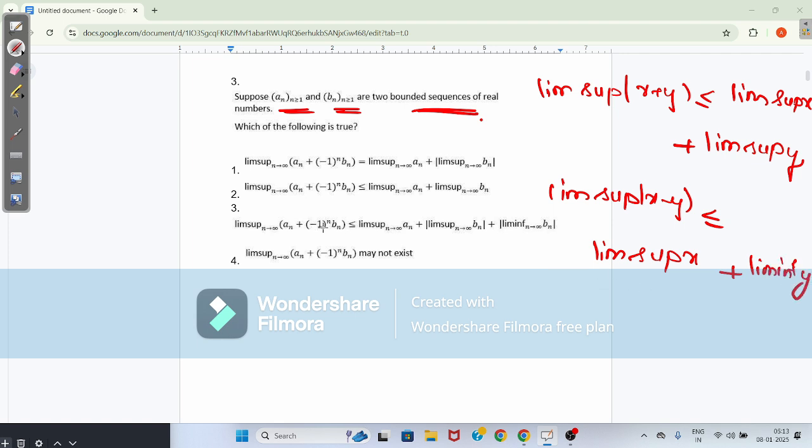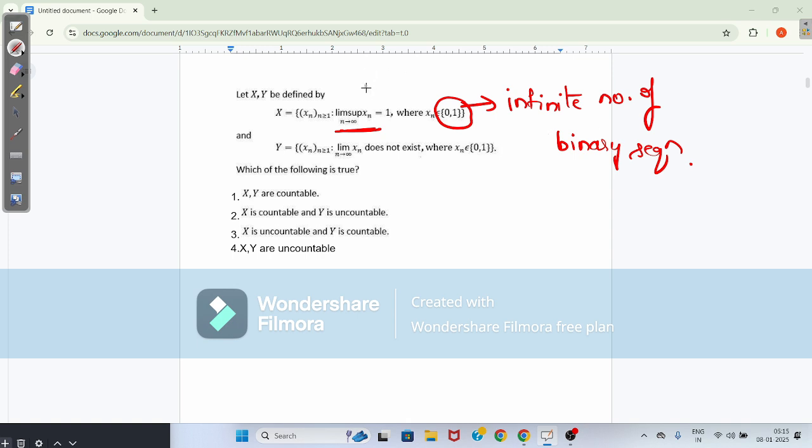Okay, now here minus 1 has been given, so the limit supremum and limit infimum are given here. So option 3 is the correct option here, and here the sequence. So this limit appears a finite number of times. Okay, so the x value is uncountable.